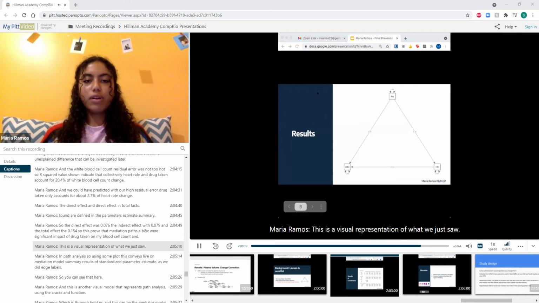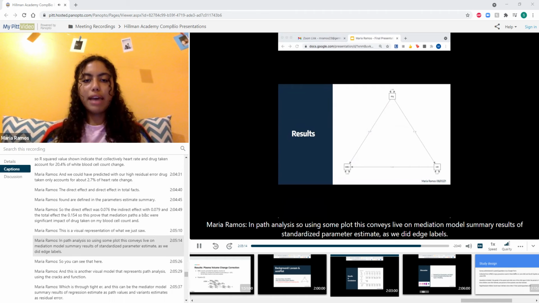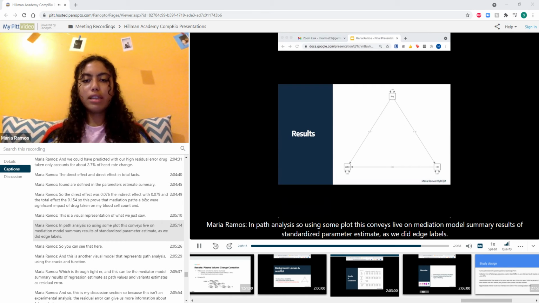This is a visual representation of what we just saw in path analysis. Using semPlot, this conveys the Lavaan mediation model summary results of standardized parameter estimates as weighted edge labels.